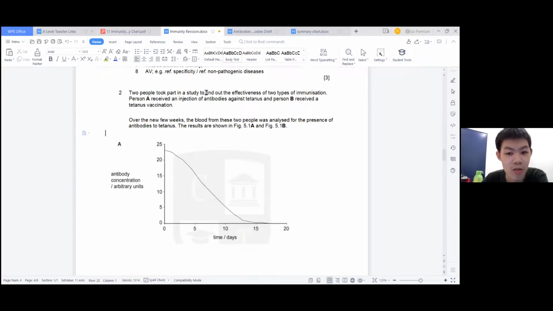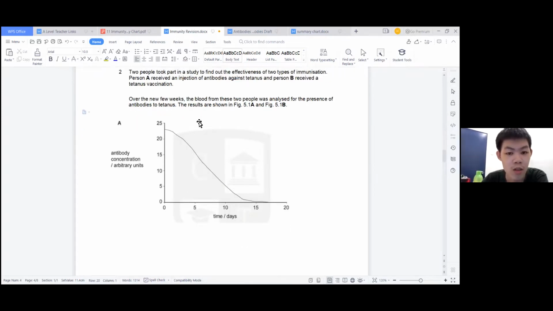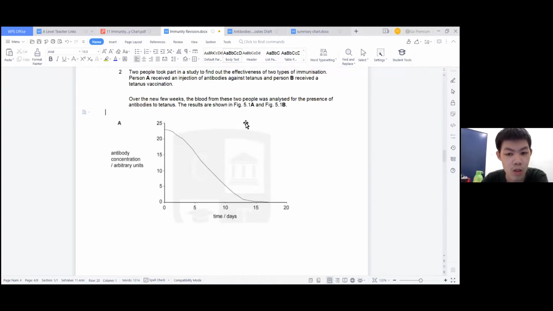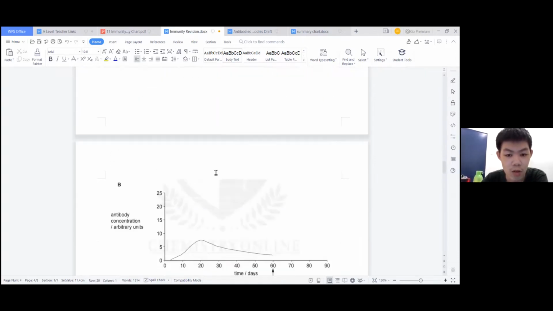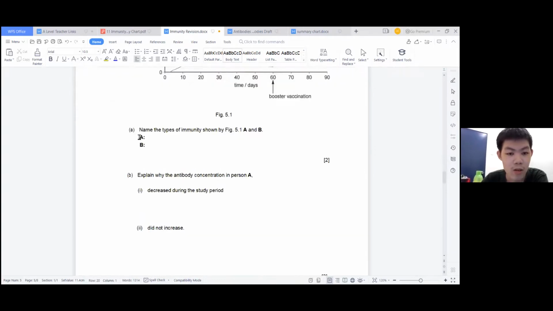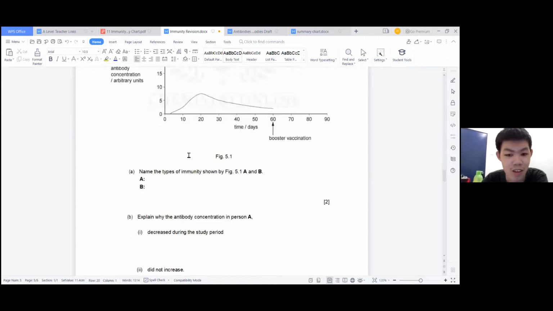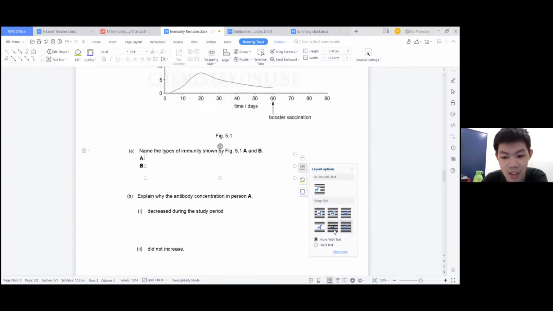So they're trying to find out the effectiveness of 2 types of immunization. Person A receives an injection of antibodies against tetanus, while the other one receives the tetanus vaccine. These 2 graphs, this is person A, it shows the antibody concentration against time. So this is person B. Name the types of immunity shown by A and B. This one already gives you a hint up here. It already says injection of antibodies and tetanus vaccination. So just straight away show the answer.